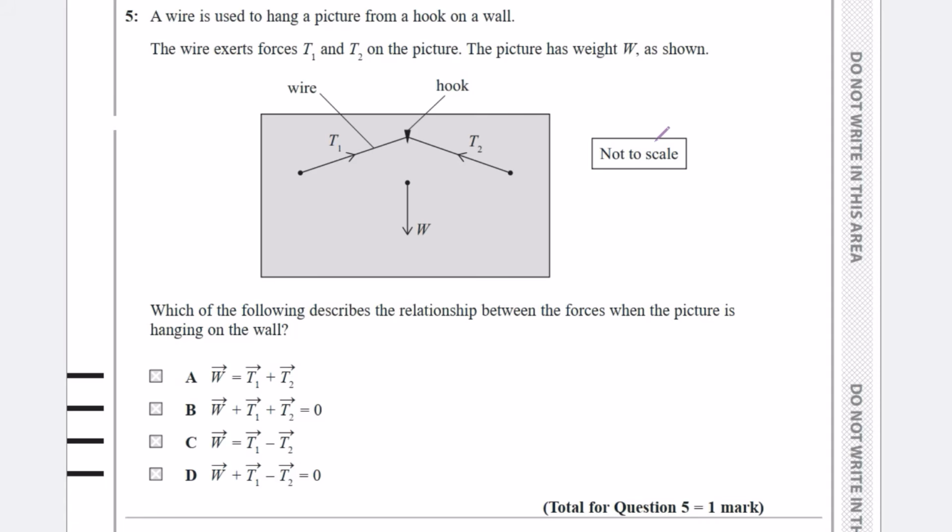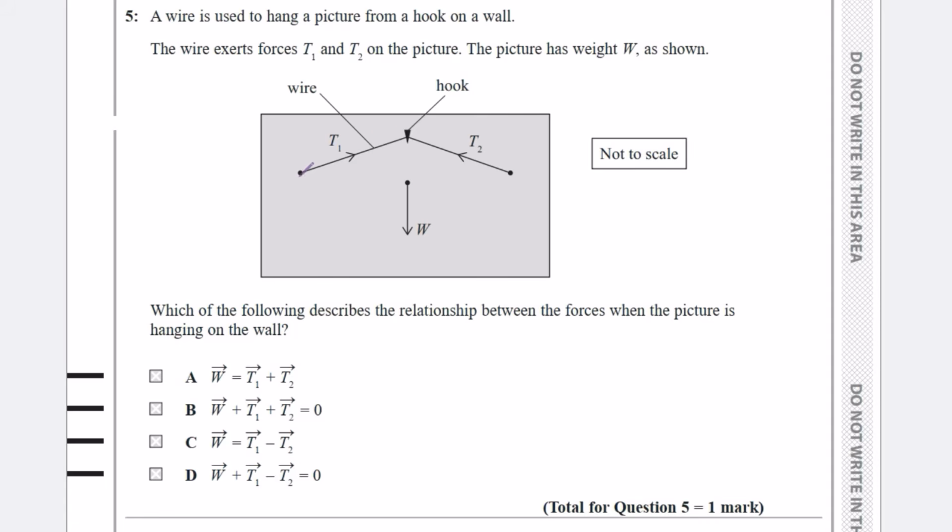Right, so when the picture is hanging on the wall, it's not in motion. It is at rest. So what's the other term for a body at rest? It is in equilibrium, right? And when a body is in equilibrium, all the forces on it are balanced, meaning the resultant force is zero. So what you can do with this is form a vector diagram, right? The requirement for drawing a vector diagram is always tip to tail.